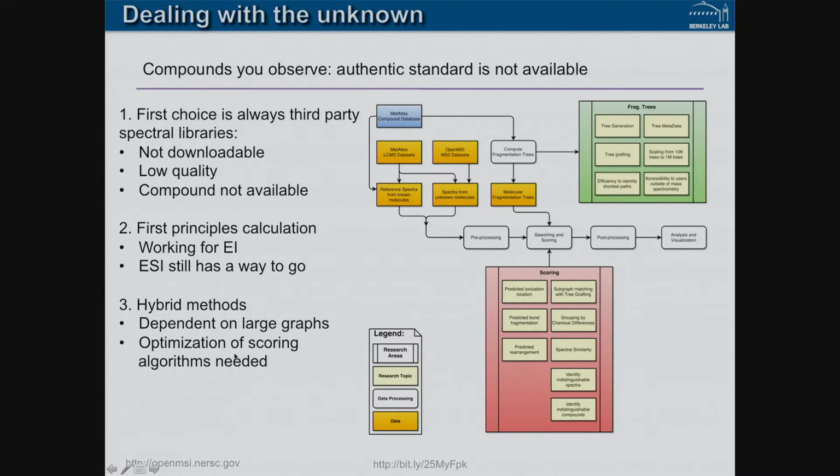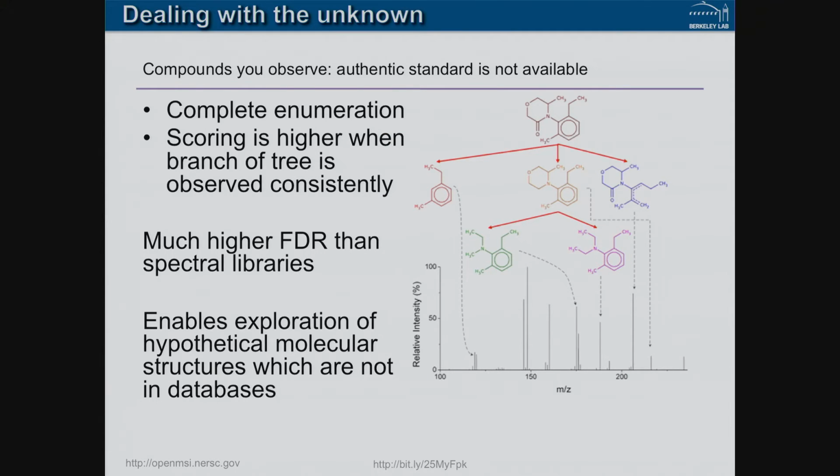So instead, what we do is we use hybrid methods depending on large graphs. The basic idea is you take a molecule, you fragment it, you fragment the fragments, you fragment the fragments of the fragments, and you build this gigantic graph that's the complete enumeration of all possible fragmentation paths a molecule might take. For small molecules like this, that's fairly computationally feasible to do on a regular computer. It takes a few seconds. You can generate a few thousand paths from parent all the way down to tiny bits.